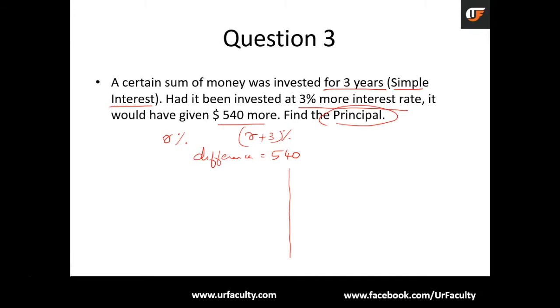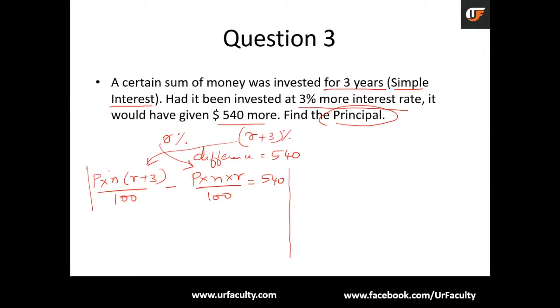So what's the traditional method? The traditional method is P into N into (R plus 3) by 100, minus the interest here, P into N into R by 100, is equal to 540. I think it's pretty simple. The difference of both the interest is equal to 540. Now you just need to solve this equation, and I'm sure it's not as complex as it looks.